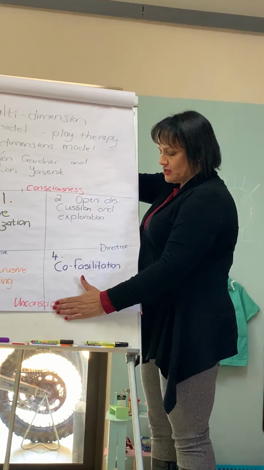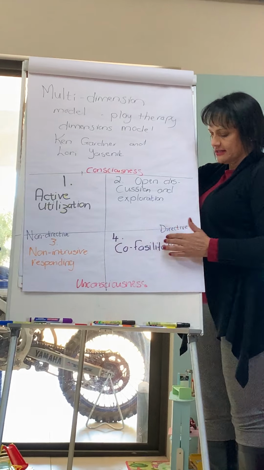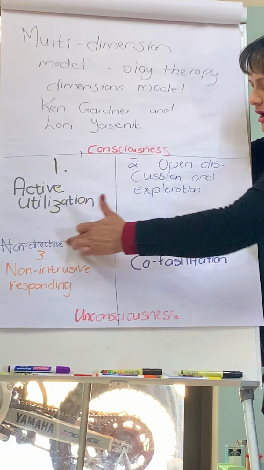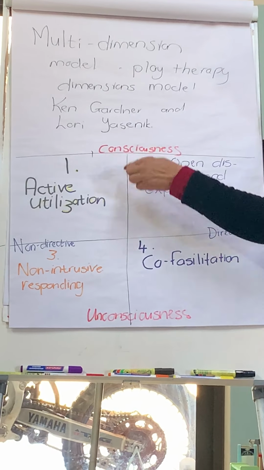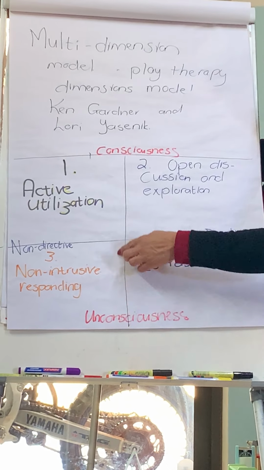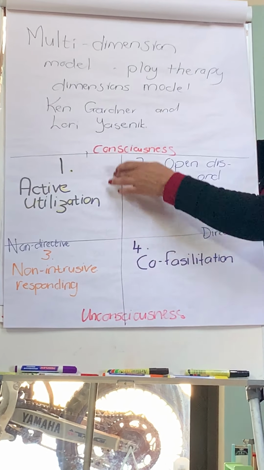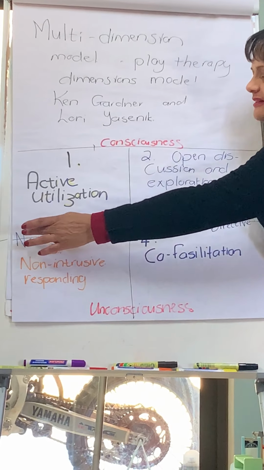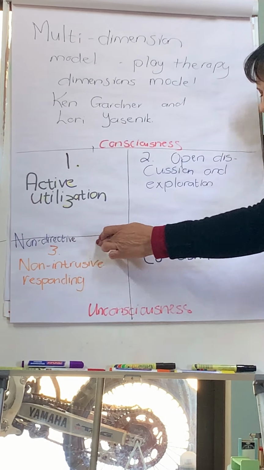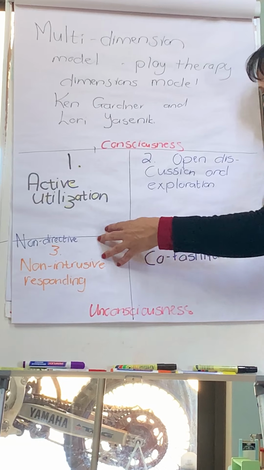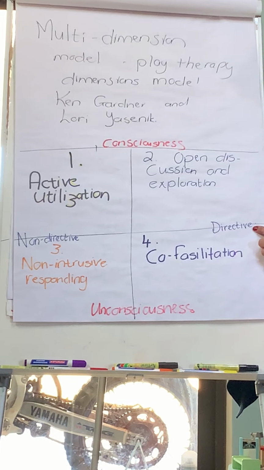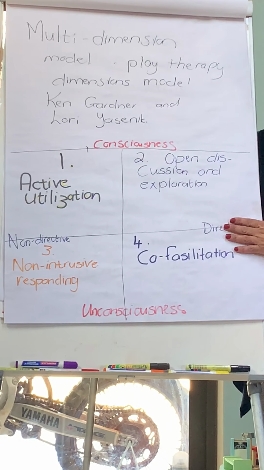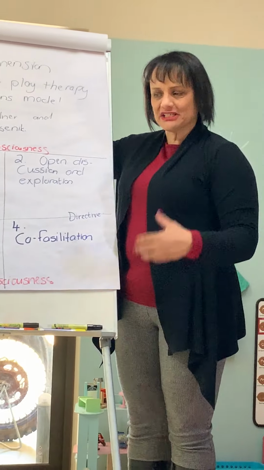So there's consciousness and unconsciousness, and then, like I said, you can work very non-directively or more towards directiveness. A child can be anywhere on this line between consciousness and unconsciousness, and that is what we determine in our assessment. Then the therapist can work from very non-directive, to in between, to very directive. At the end, this forms 4 quadrants, and that is what I want to demonstrate and talk a little bit about.